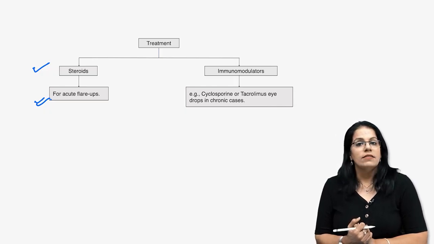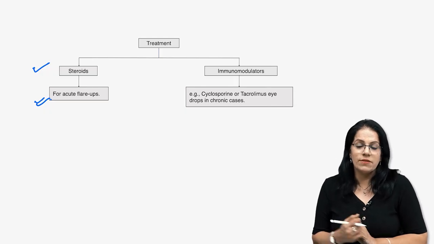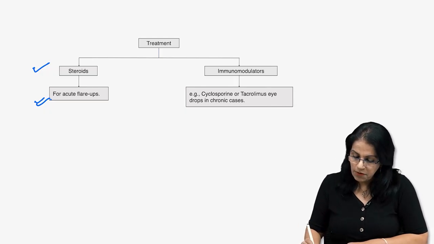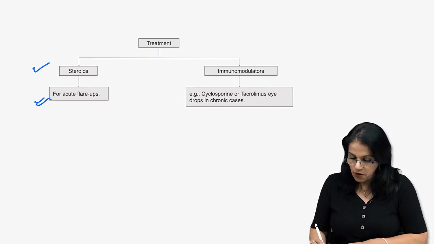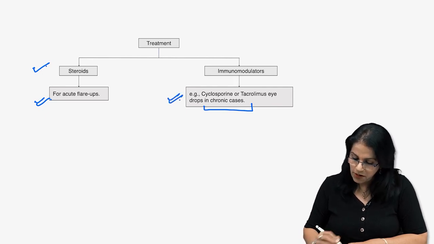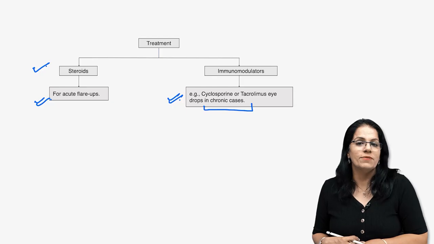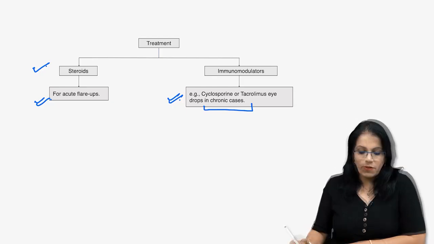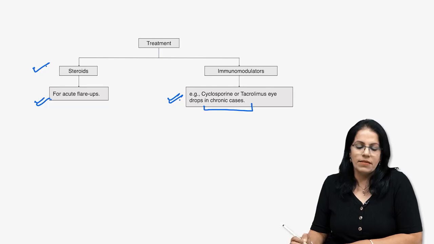And apart from the steroids, what else we can go for is immunomodulators, especially in a chronic case. Then you have to go for immunomodulators like cyclosporine and tacrolimus eye drop. Just remember, what is tacrolimus? It is a calcineurin inhibitor. Okay, then next we talk about is vitamin A deficiency.